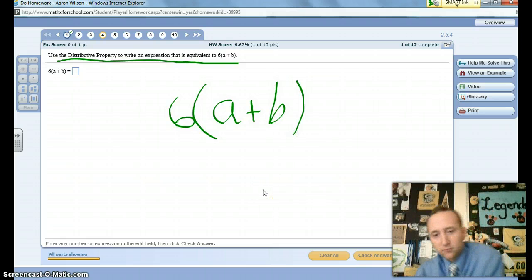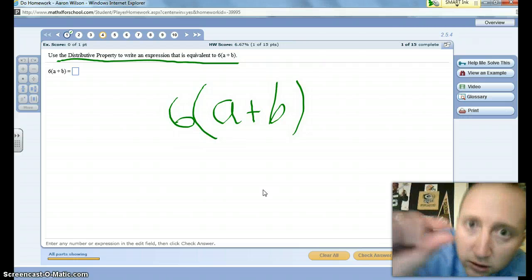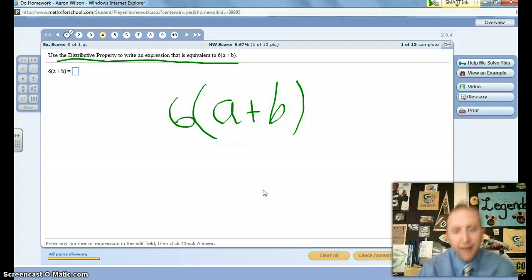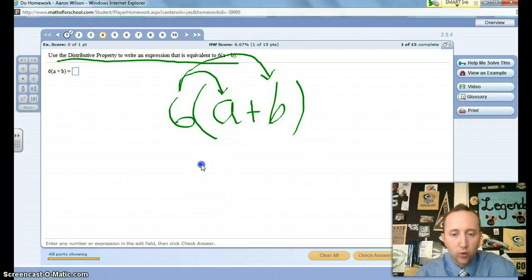Now, it's the same thing I just did, but the only small twist here is now there's letters. There's variables. It's the same thing. You do 6 times A and you do 6 times B. So we're going to put 6 times A, and anyone know what 6 times A is? Duh.